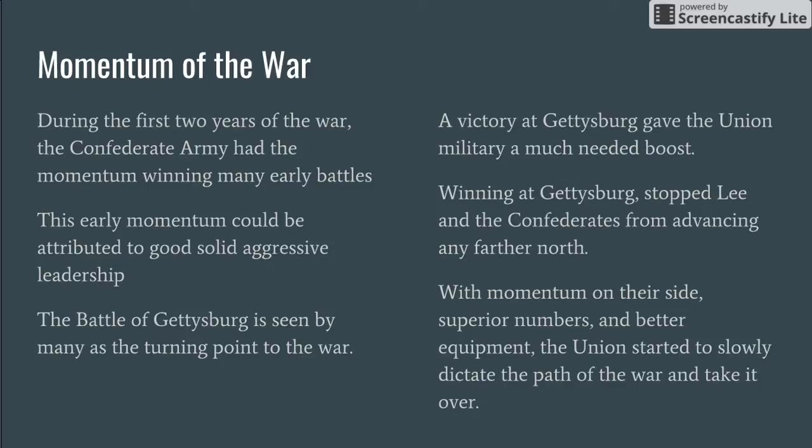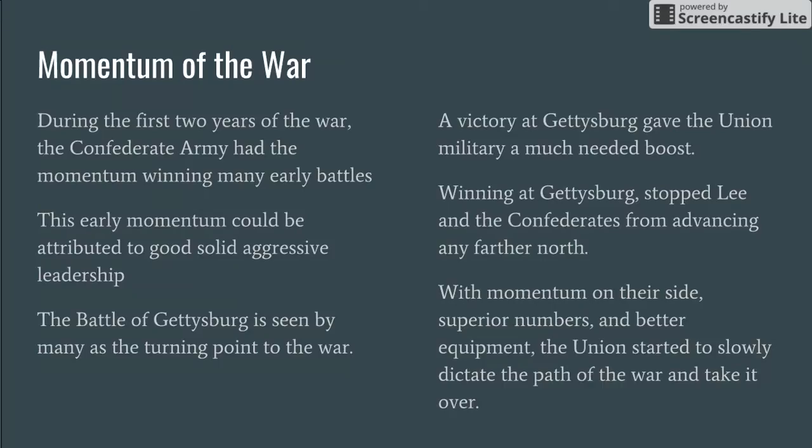Both of those happened in the summer of 1863, and they served as the turning point. Victory at Gettysburg gave the Union a boost, and prevented Lee's army from advancing any farther north and menacing cities like Philadelphia and New York.